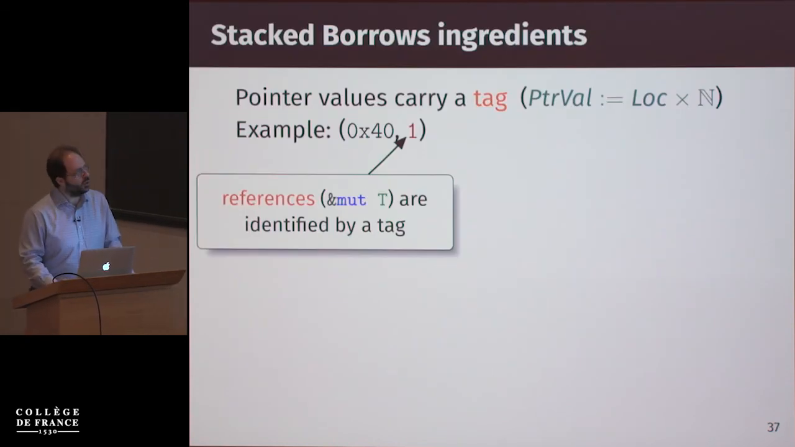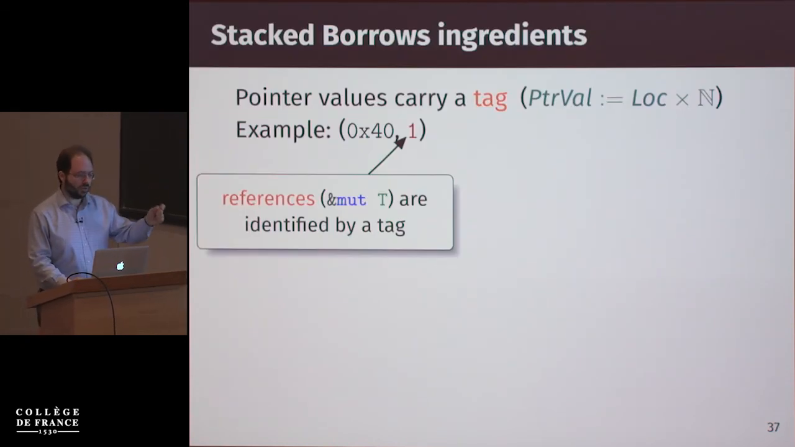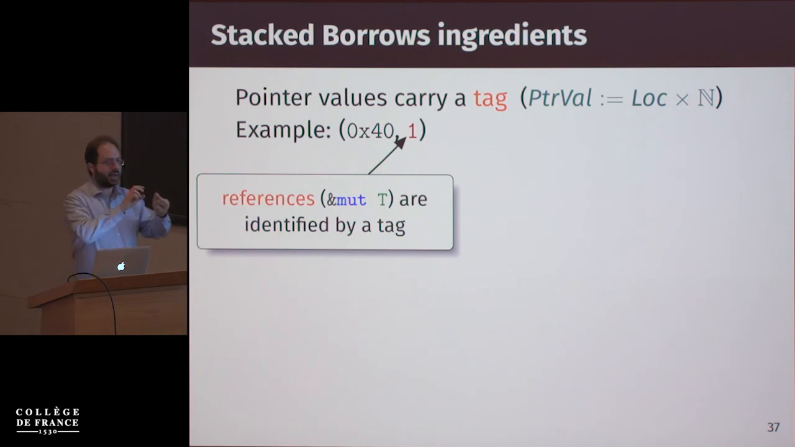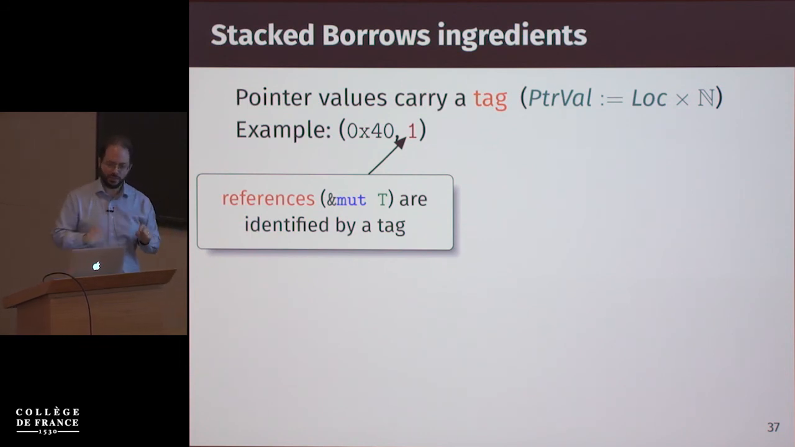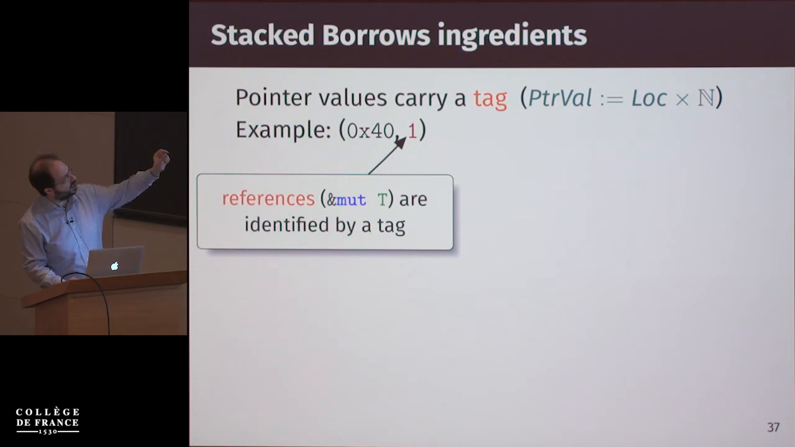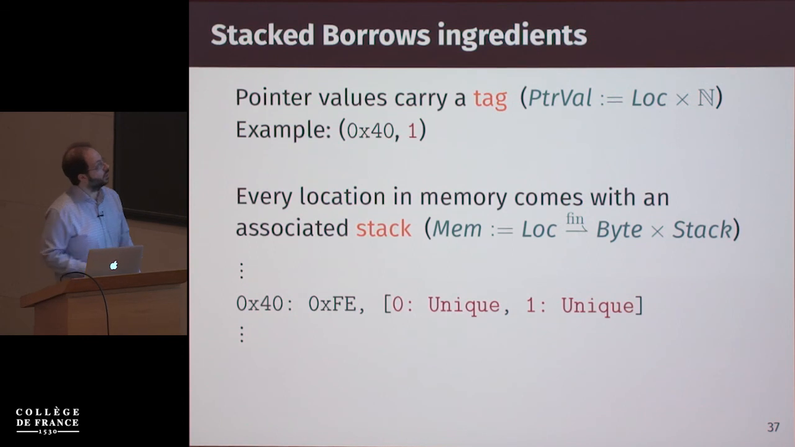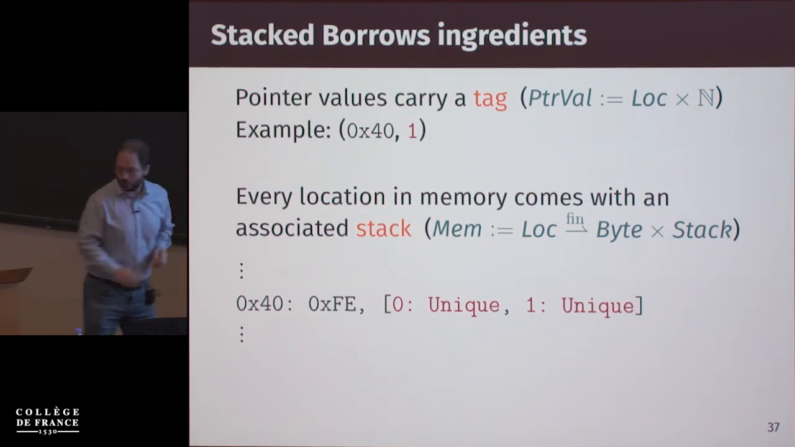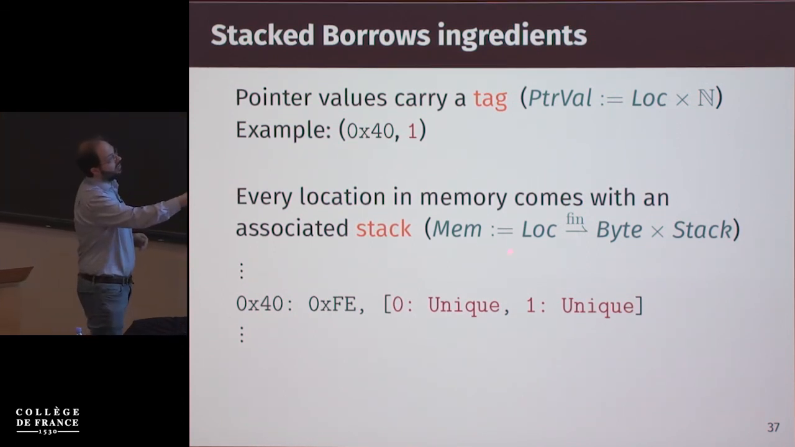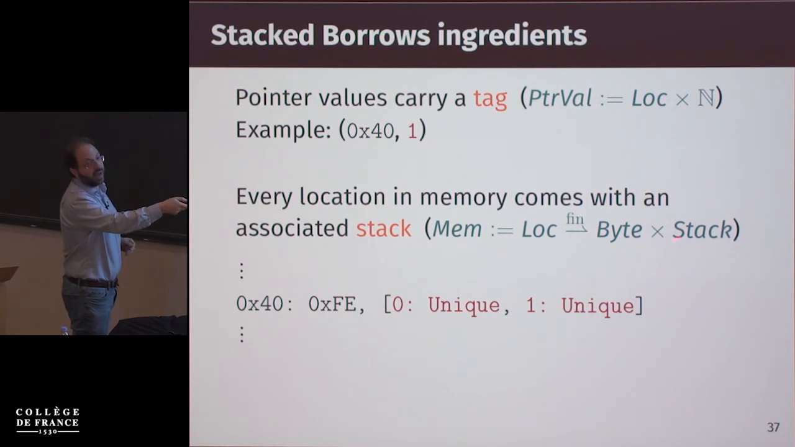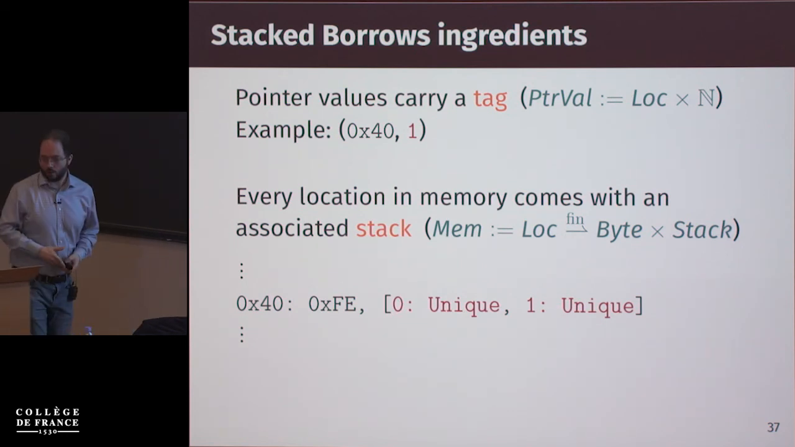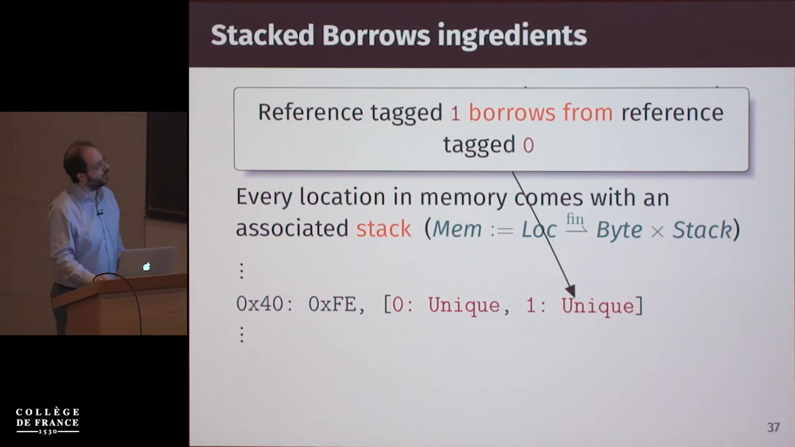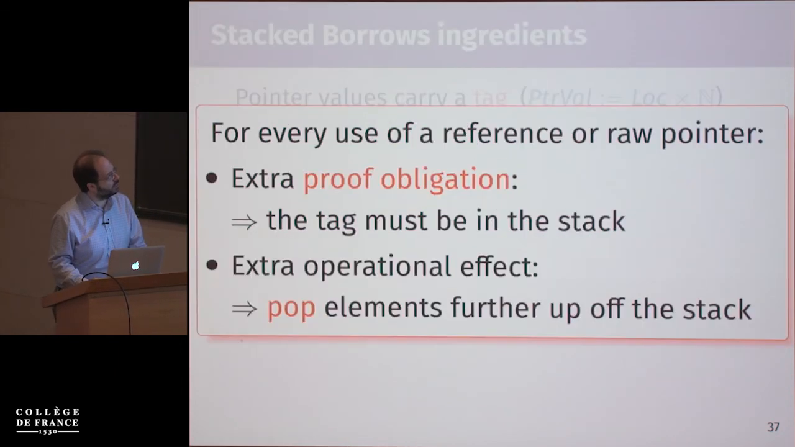And so effectively what we do is we track alongside every memory location a stack of aliases that can be used to access it. These aliases are represented by some tag, which is just a natural number here. So the memory is no longer just a map from locations to values or bytes, but also a stack. Every location has one of these stacks of aliases. That's the first alias, that's the second alias. You can think of 1 here as having borrowed from 0. Reference tag 1 is borrowed from reference tag 0.